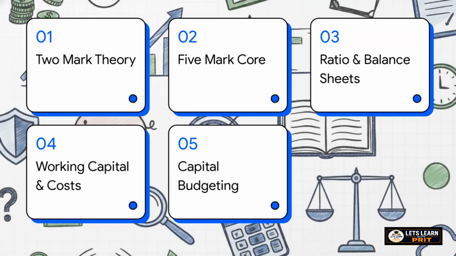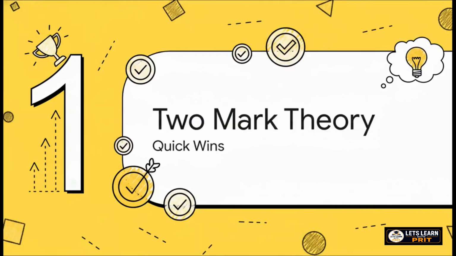All right, here's our roadmap for this session. First up, 2-mark theory quick wins. Then, 5-mark core concepts. After that, we'll hit the numericals with ratio and balance sheets, working capital and costs, and finally, capital budgeting decision-making. Let's dive right in. Starting off with Section 1, 2-mark theory quick wins.